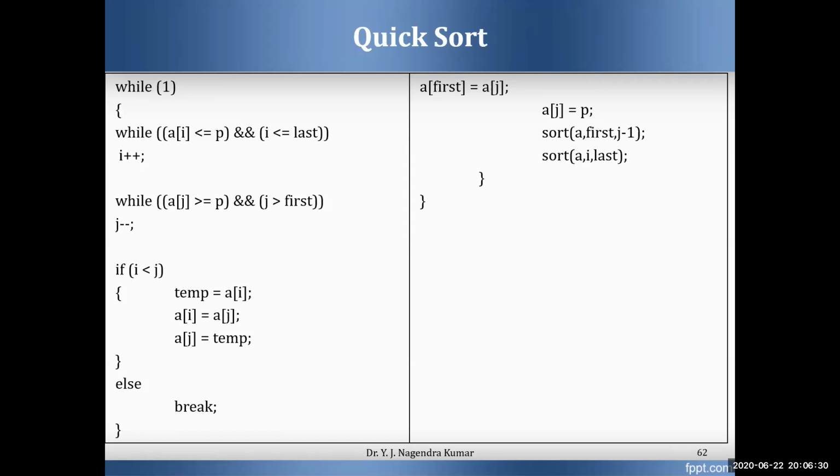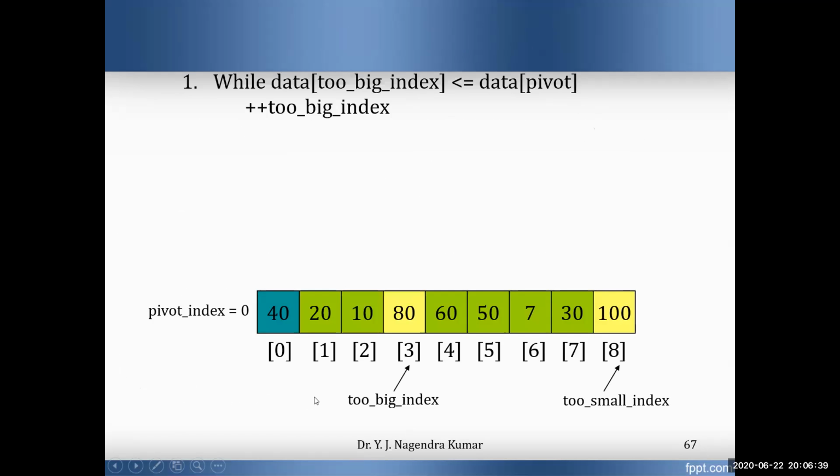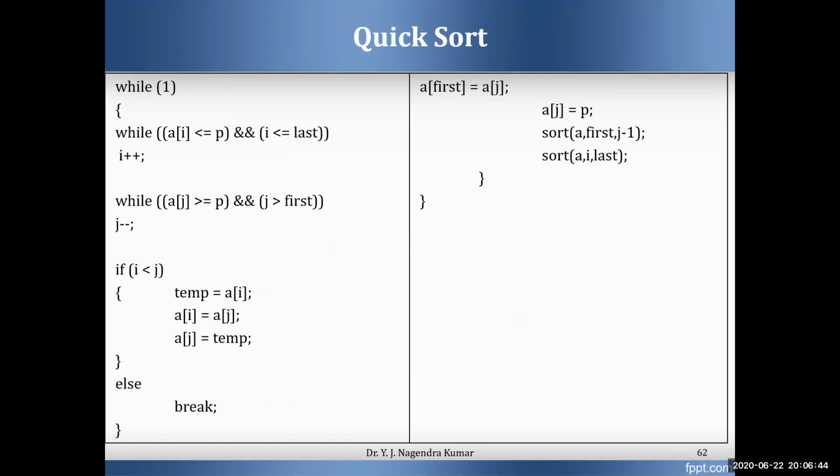Two big index, right? The first while loop is for two big index, like this. Once the value of two big index is greater than the pivot element, then obviously the while loop condition becomes false. If any one condition is false, then automatically there is no need to check the other condition, because we are using logical AND here.